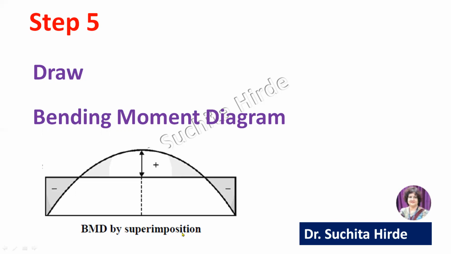So this is the last step, to draw the bending moment diagram. These are the 5 steps to analyze any fixed beam subjected to any load. Now we will solve the example on non-uniform flexural rigidity.